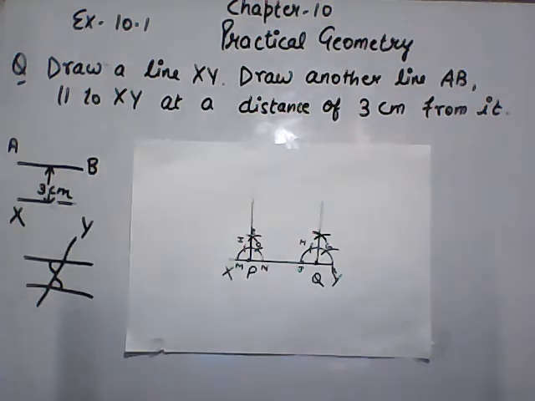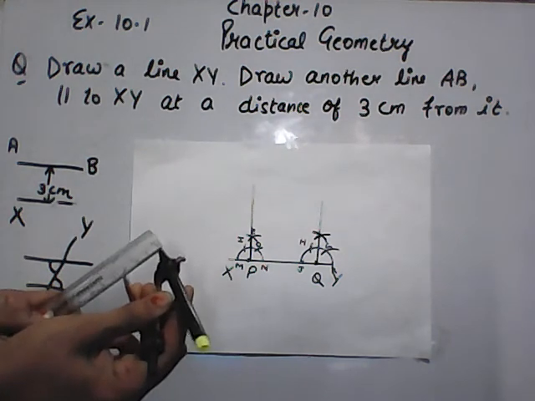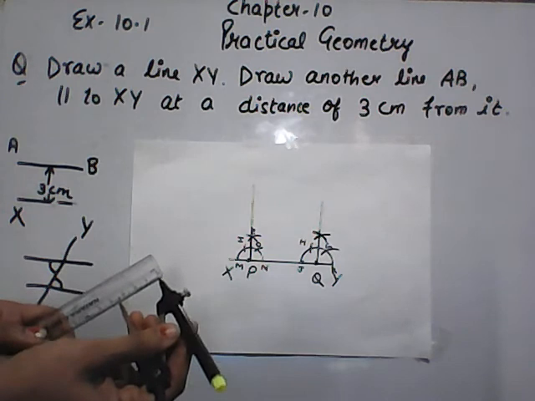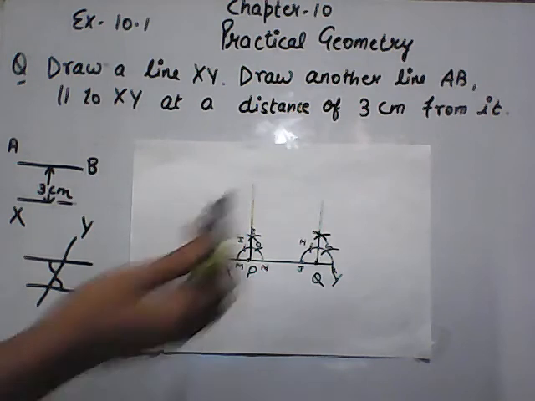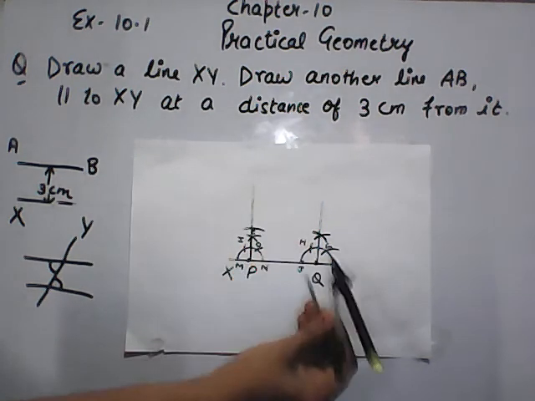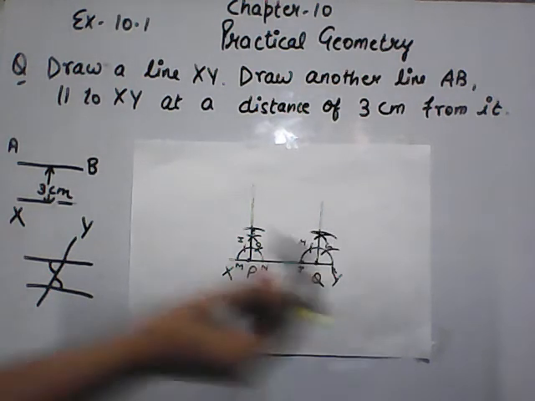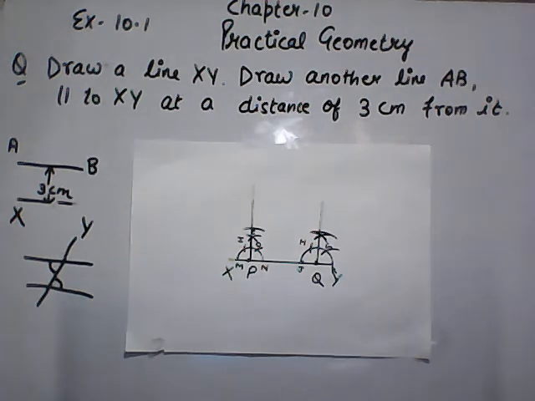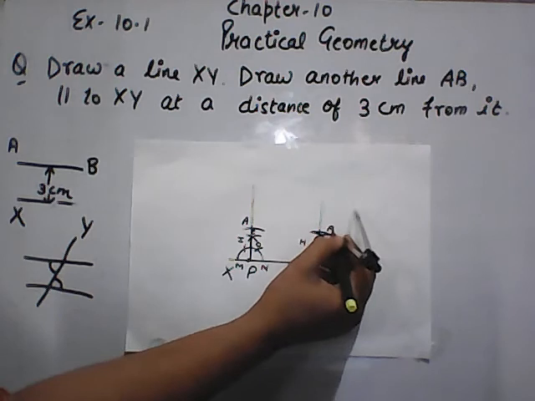You have to draw another line at a distance of 3 cm. You have to open the compass with the help of a ruler at 3 cm. Put the pinpoint at 0 and the other end at 3. It is a 3 cm distance. Now take point P as center, draw an arc. Take Q as center, draw an arc. Suppose it intersects at points A and B. Now join AB.